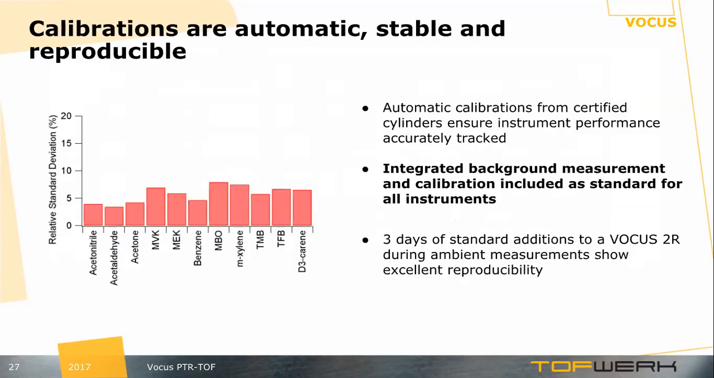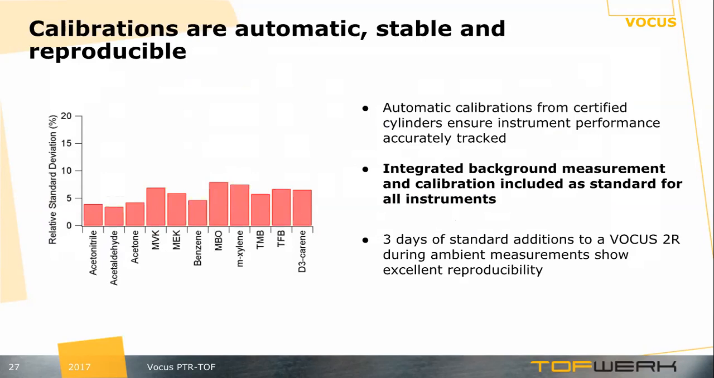During ACTRESS, we are able to run the instrument in ambient air side by side with lots of instruments. And part of the routine measurement using the Vocus is to calibrate it with an internal calibration standard. So here what I'm showing is 3 days of additions to the inlet of different compounds from a certified calibration cylinder.